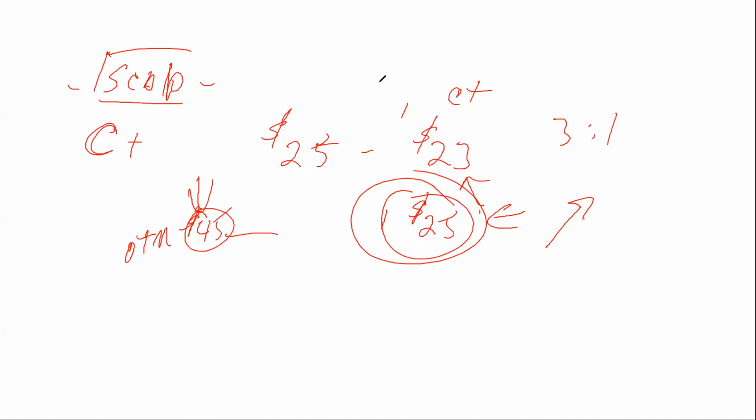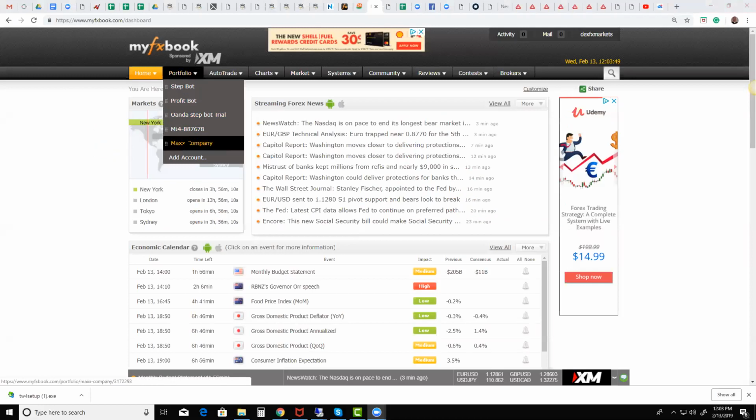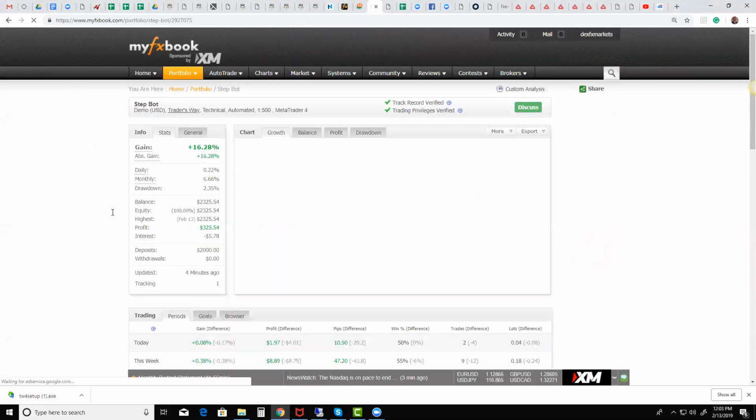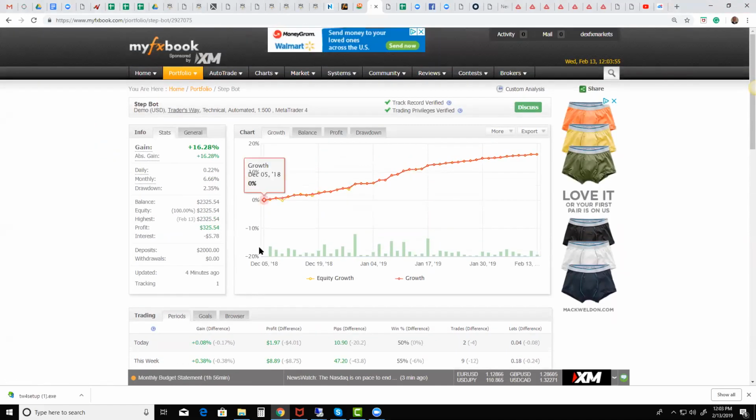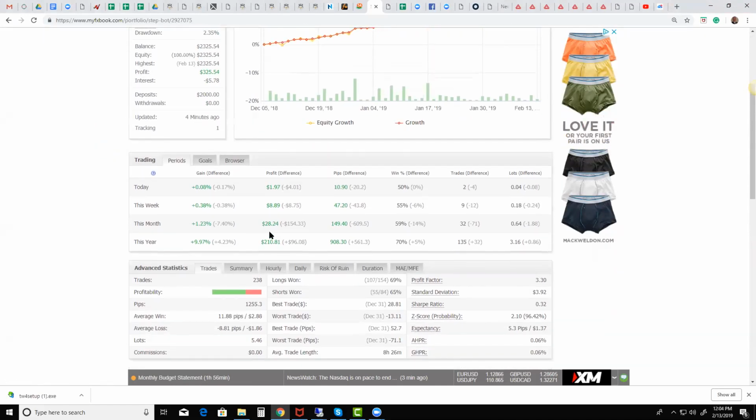New share, boom, boom, boom. Here we go. Here's the step bot. This is from yesterday and today. Already in. Today we're about $1.97 for today.